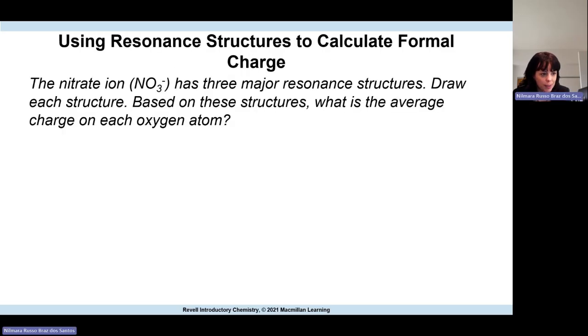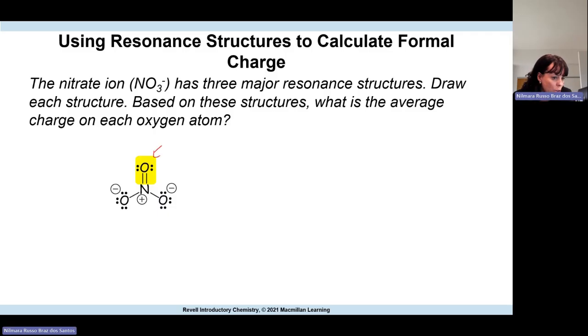Let's go to this. Use a resonance structure to calculate formal charge. So the nitrite ion has 3 major resonance structures. Draw each structure. Based on these structures, what is the average charge on each oxygen atom? Let's look at this. So, and look at this.